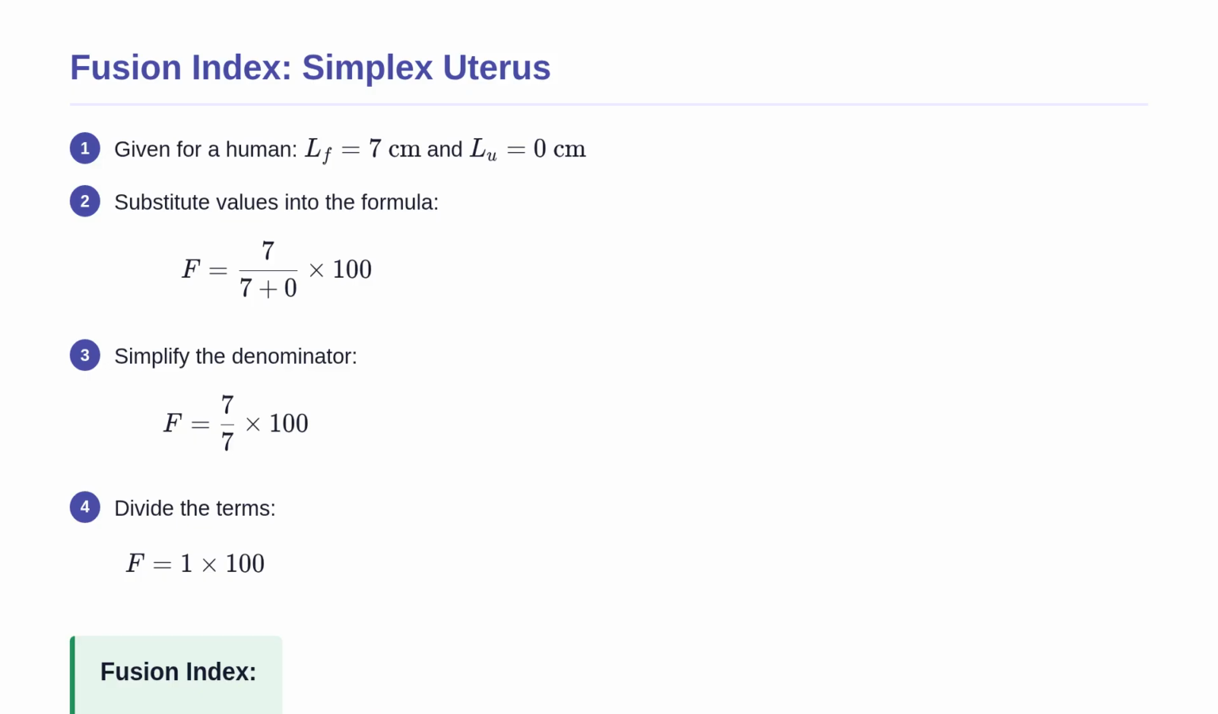The denominator simplifies to 7. Dividing 7 by 7 gives us exactly 1. Multiplying by 100 converts this to a final answer of 100%. This proves complete Mullerian duct fusion, characteristic of a simplex uterus designed for a single baby.